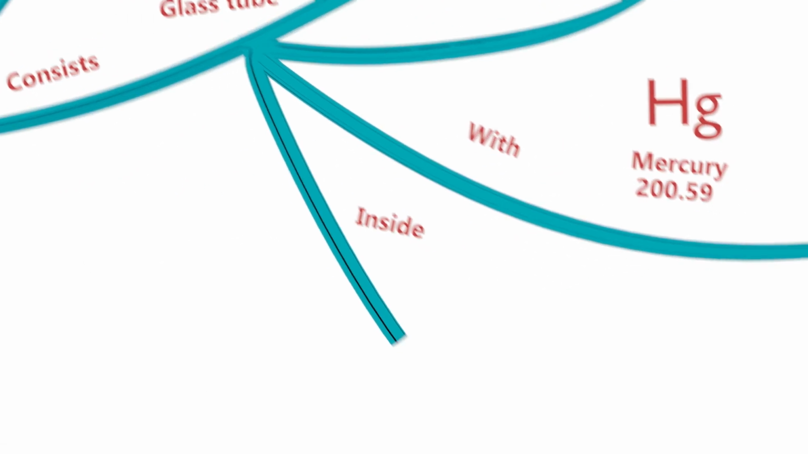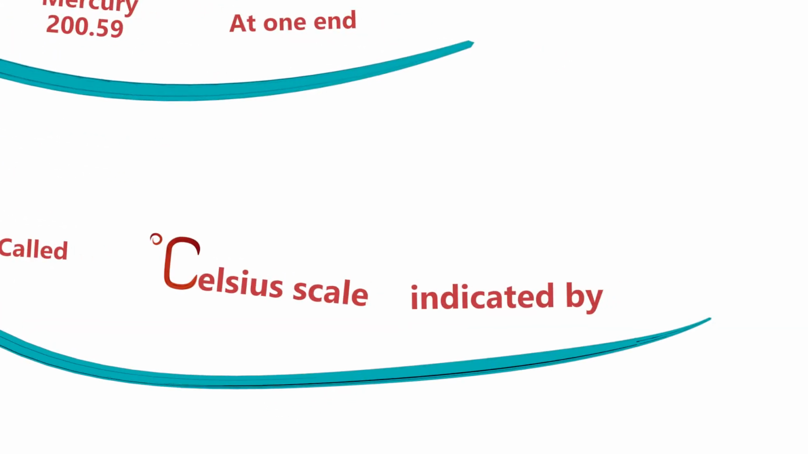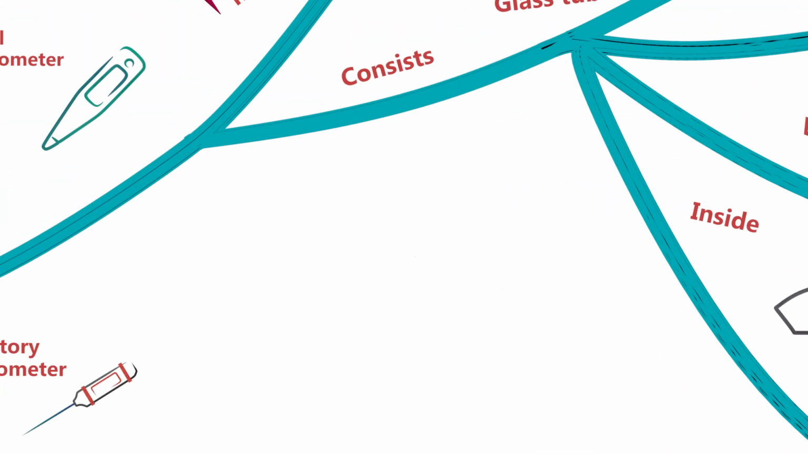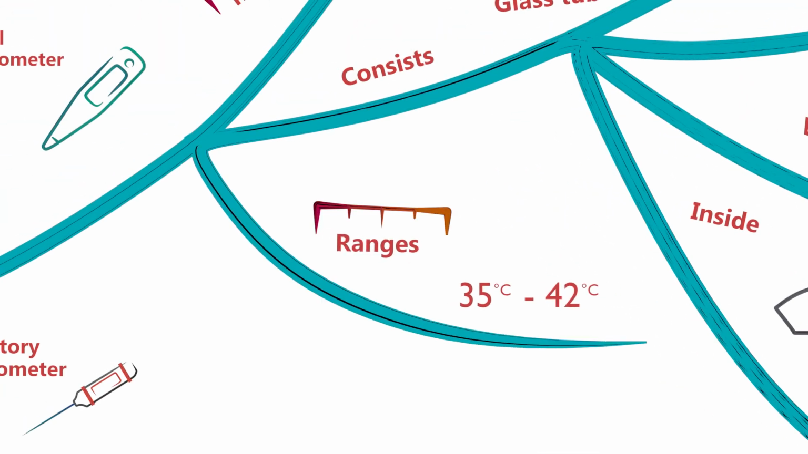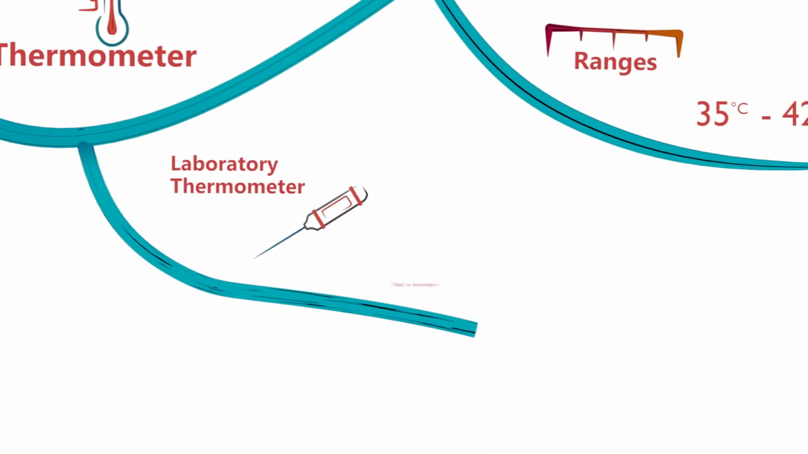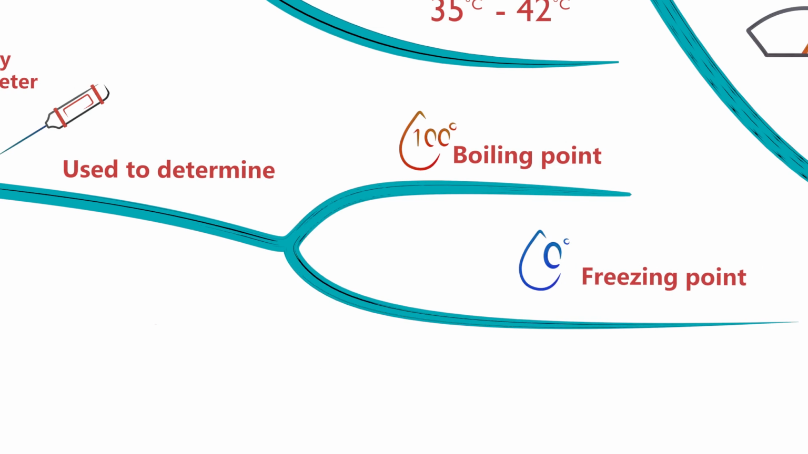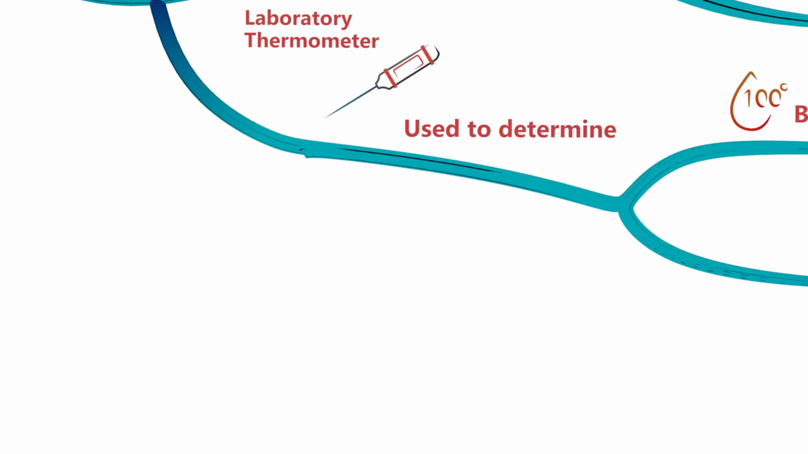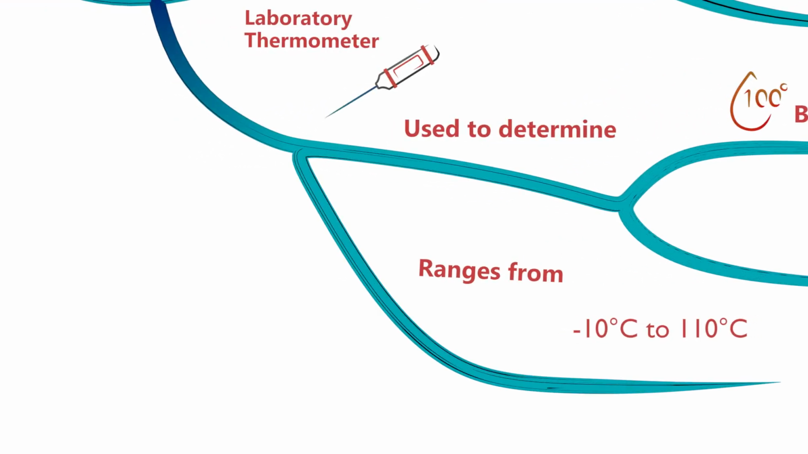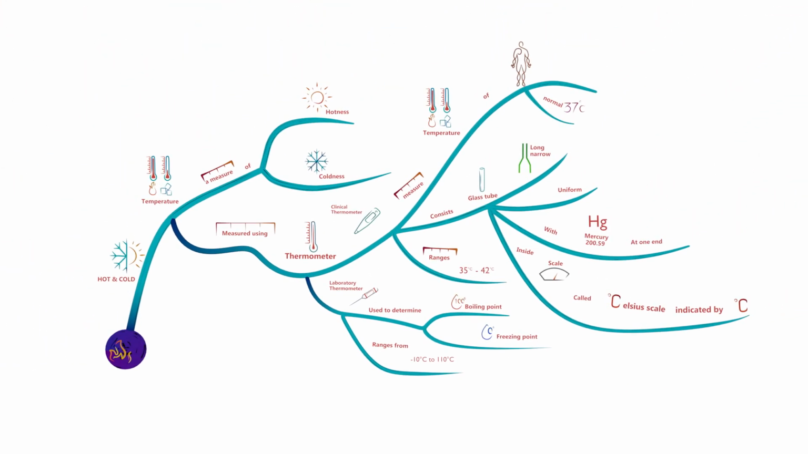And inside there's a scale called the Celsius scale, which is indicated by the symbol degree Celsius. Its range is 35 degrees Celsius to 42 degrees Celsius. Now, laboratory thermometer is used to determine the boiling point and freezing point. And its range is from minus 10 degrees Celsius to 110 degrees Celsius.